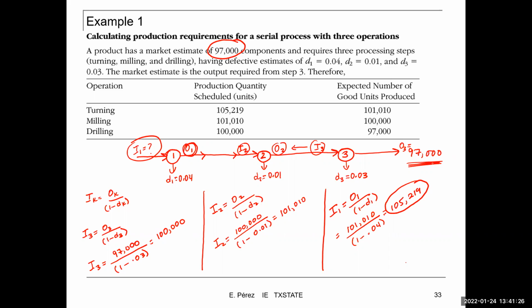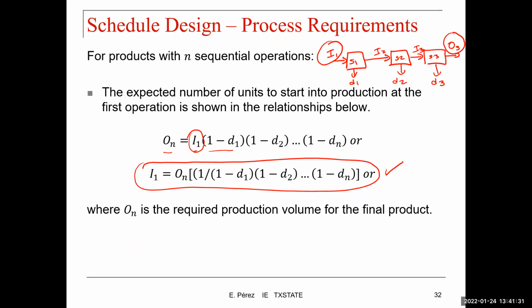If you want to use this equation instead, we can do that, right? Because this is a sequential process as the one that we show here. So if we do I1, we know O3, which is 97,000, and we divide it by 1 minus D1, which is 1 minus 0.04, times 1 minus 0.01, times 1 minus 0.03. This is going to be the same, 105,219. So since this is a sequential process, you can also apply this equation to solve the same problem. You will get the same answer.